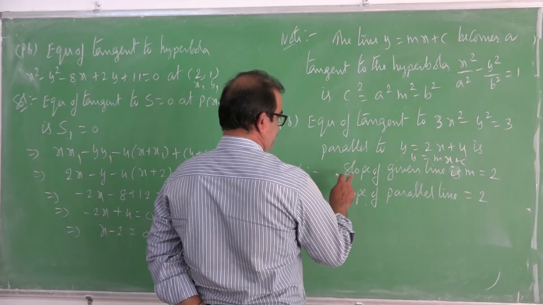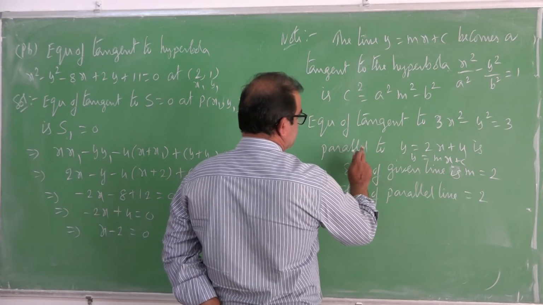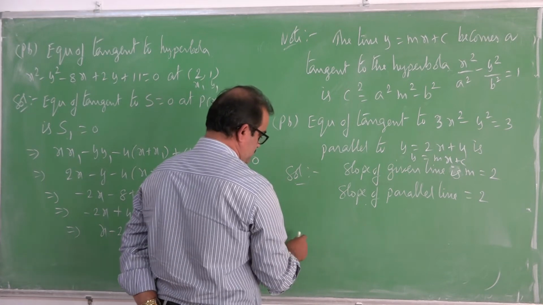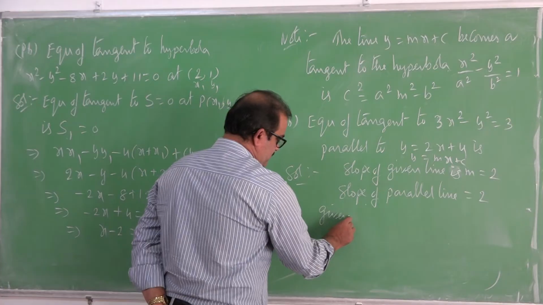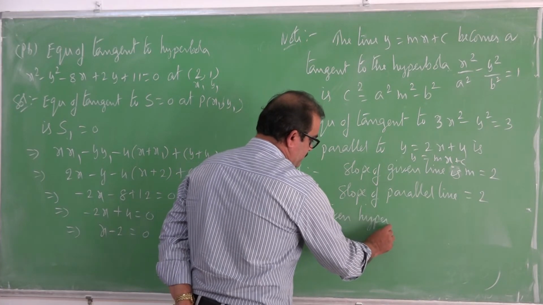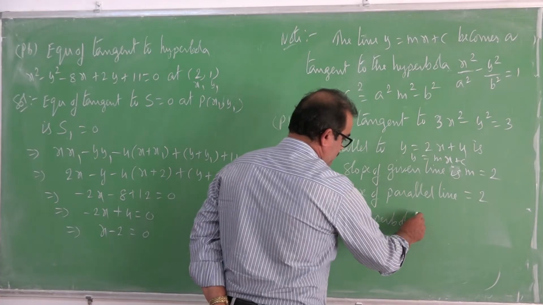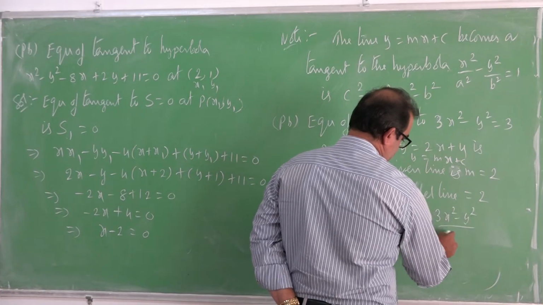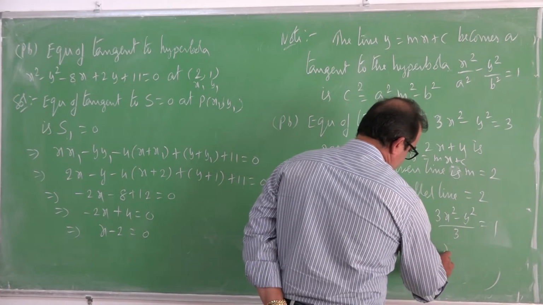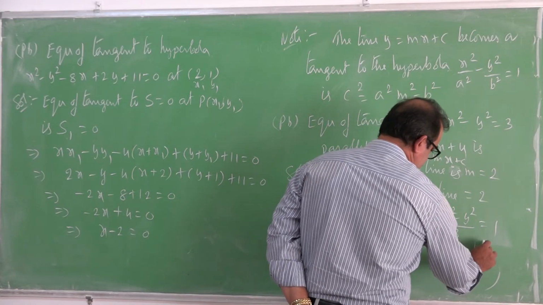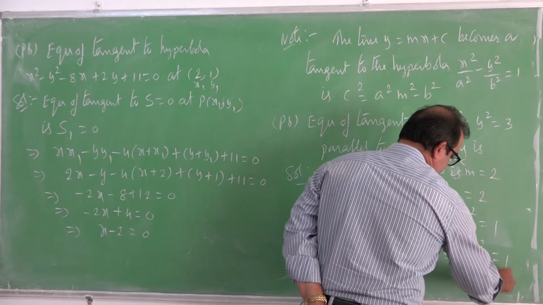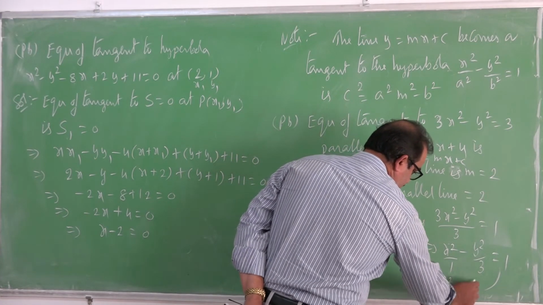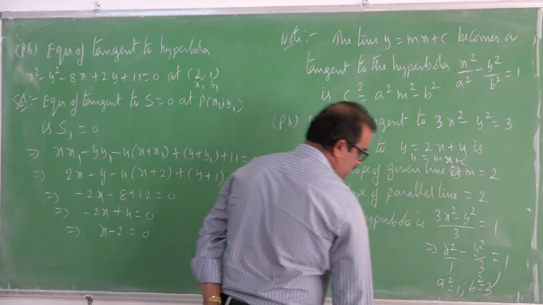Here this line is tangent to the hyperbola 3x square minus y square is equal to 3. First convert given hyperbola into standard form. Given hyperbola, write it as 3x square minus y square by 3 is equal to 1, or divide separately, we get x square by 1 minus y square by 3 is equal to 1. Here a square is equal to 1 and b square is equal to 3.